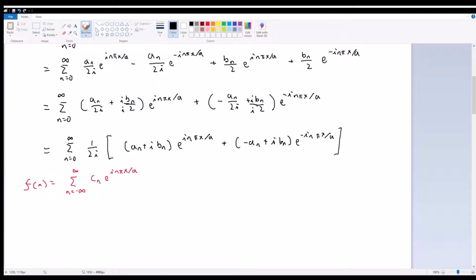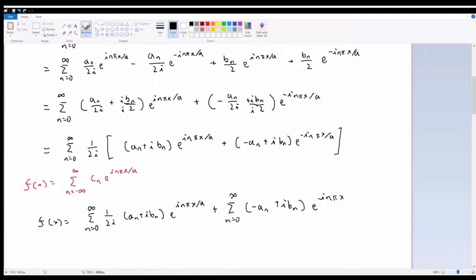So the way that we resolve this is that we recognize that this is two different summations. So if we split the summation apart, f of x is actually equal to the summation from n equals 0 to infinity of 1 over 2i times an plus i bn times e to the i n pi x over a. And then we're adding a second summation, n equals 0 to infinity of negative an plus i bn times e to the negative i n pi x over a.